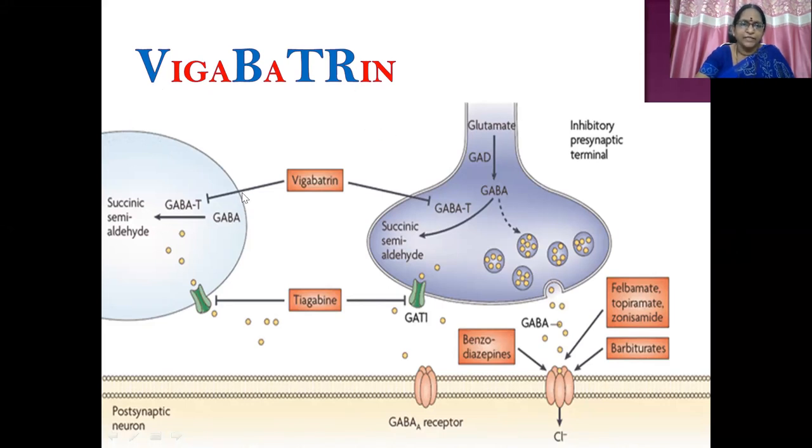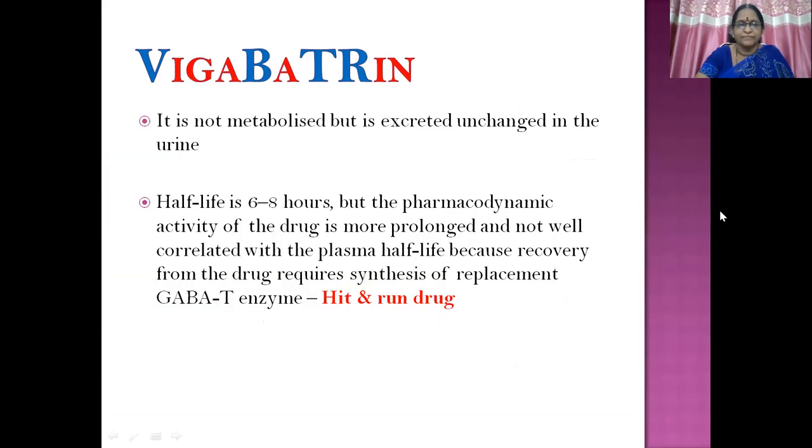So Vigabatrin means here the mechanism of action of this molecule is it inhibits GABA transaminase enzyme, because of which the GABA metabolism is inhibited. So more amount of GABA molecule is available for anti-epileptic action. That is the main mechanism of action.